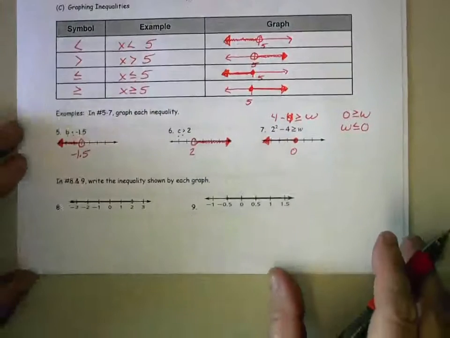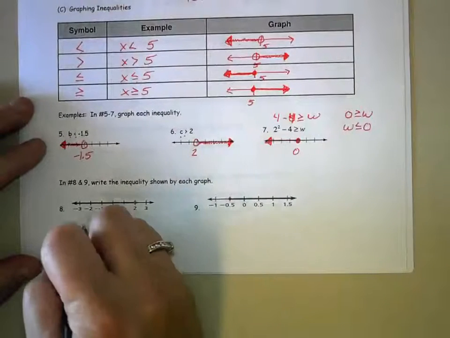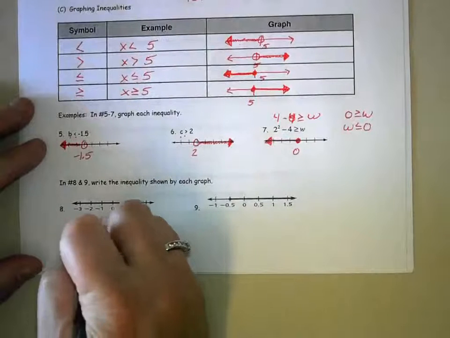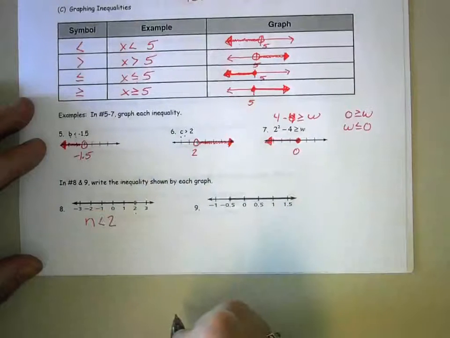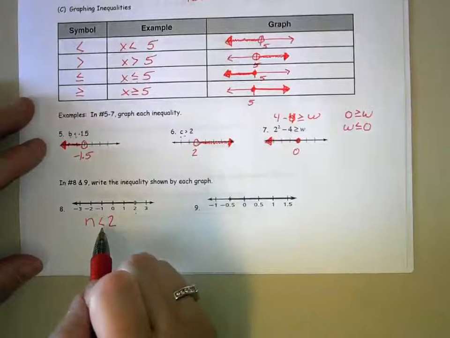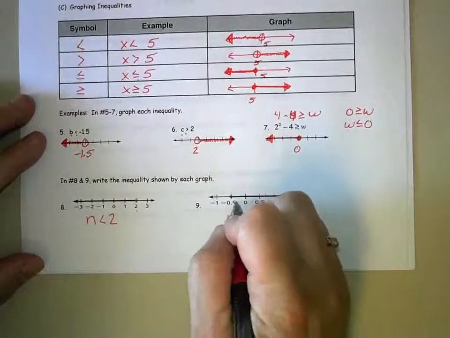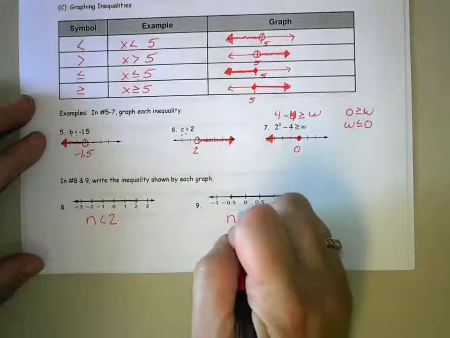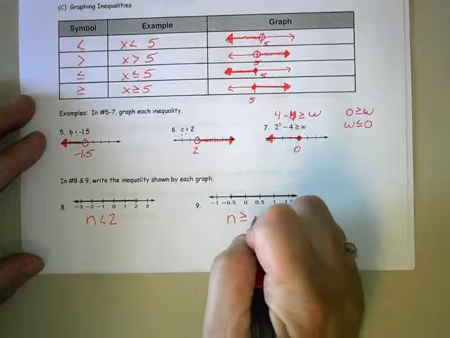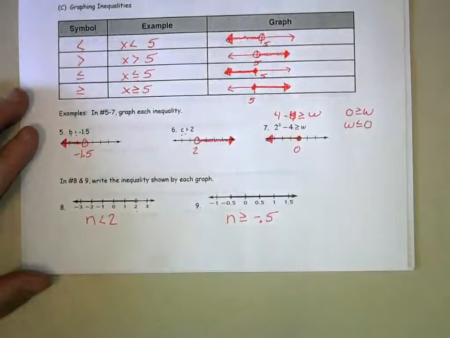Number 8, these numbers right here compare to 2. Those numbers are smaller than 2. Open circle, so it's smaller than. And over here, these numbers are going in that direction, so those numbers are greater than or equal to negative 0.5.